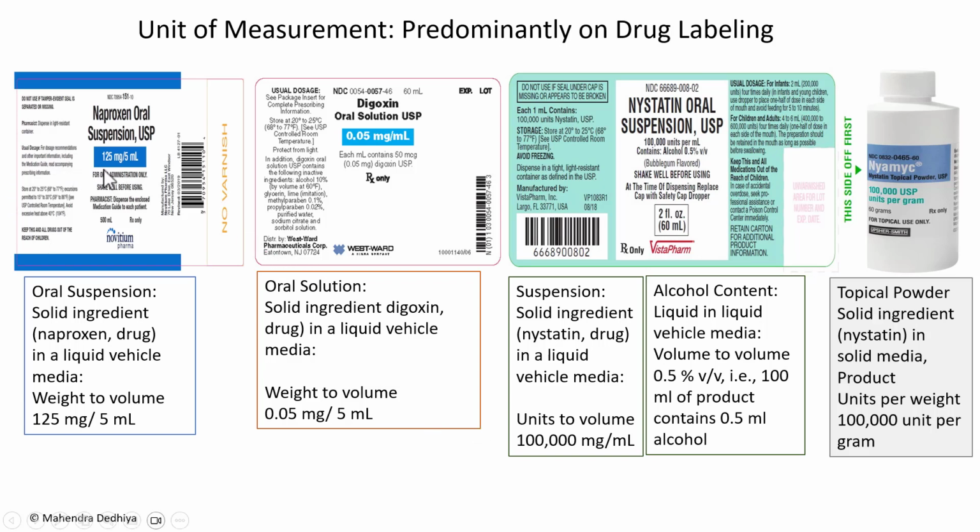Naproxen oral suspension shows 125 milligram per 5 ml, weight to volume. Similarly, digoxin 0.05 milligram per ml, or each ml contains 50 microgram. Nystatin oral suspension has 100,000 unit per ml and also states alcohol content of 0.5% volume to volume. So alcohol content means 100 ml of product contains 0.5 ml of alcohol. Topical powder, in this case, contains 1000 USP units per gram of solid, weight to weight. Different measures are used in drug labeling, and one has to understand its implications.